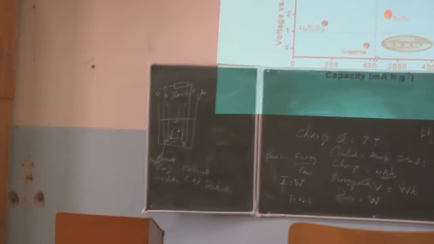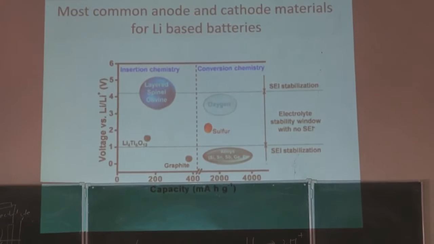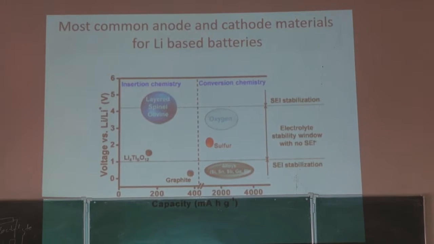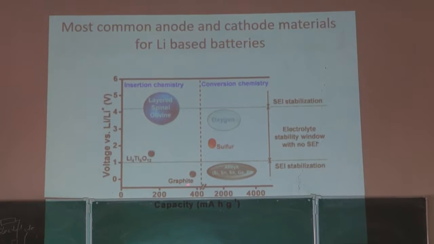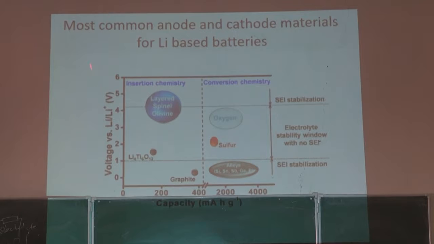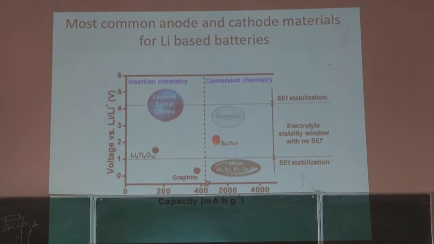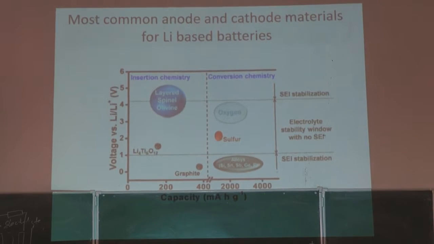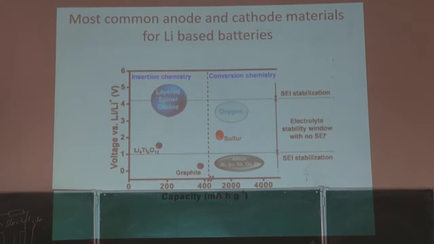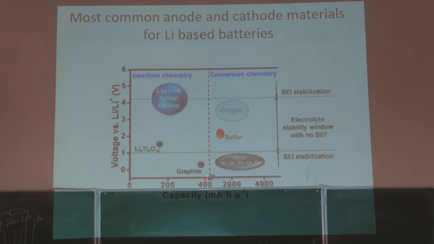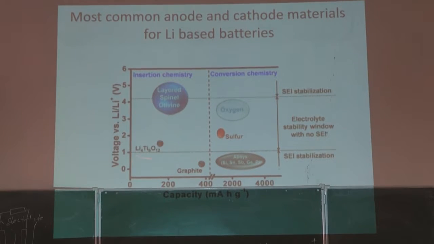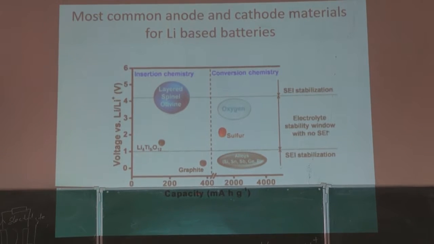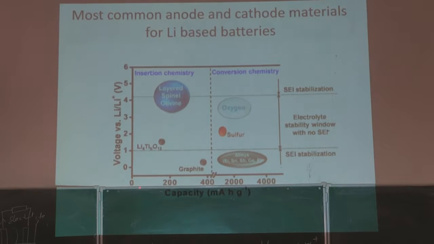If you look at lithium ion batteries, graphite is your anode. You can see here, this axis is the voltage in volts, and this is the capacity in milliampere-hours per gram. Graphite has only 372 milliampere-hours per gram, and the voltage is close to zero. That is your anode material.